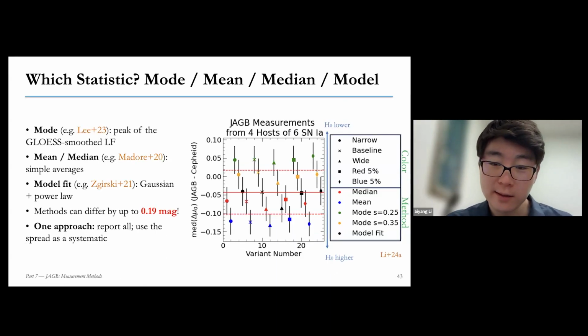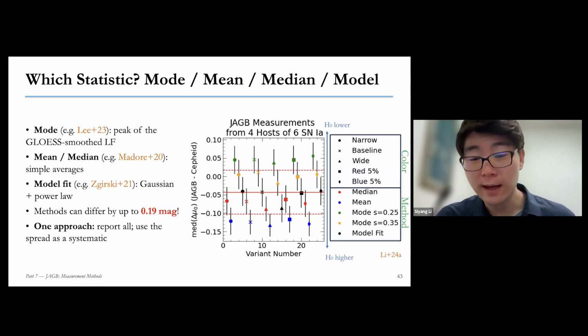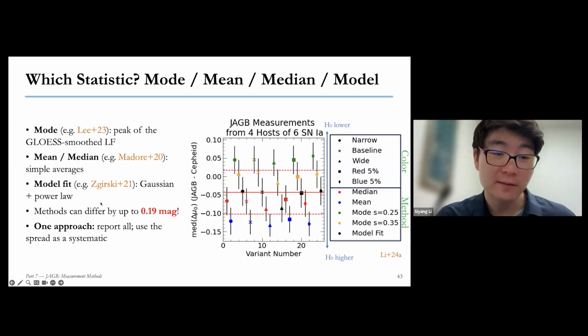Now, there are different methods also to measure the JGB reference magnitude, and this varies in the literature. So for instance, you can take the mode of a smooth luminosity function. You can take the simple mean or median. You can fit a model, for instance. This varies. There's no consensus in the literature. Now, the one slight issue is that when you have irregular luminosity functions, these different measurements can differ. And that can also, for very asymmetric luminosity functions, cause differences of almost 2/10 of a magnitude.